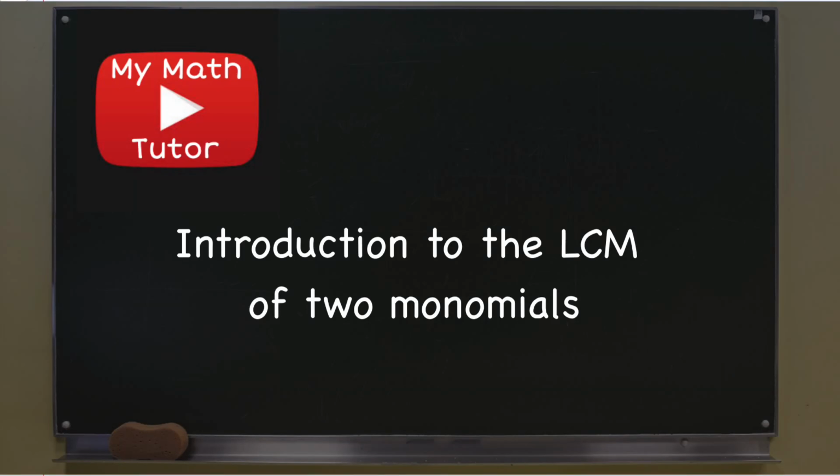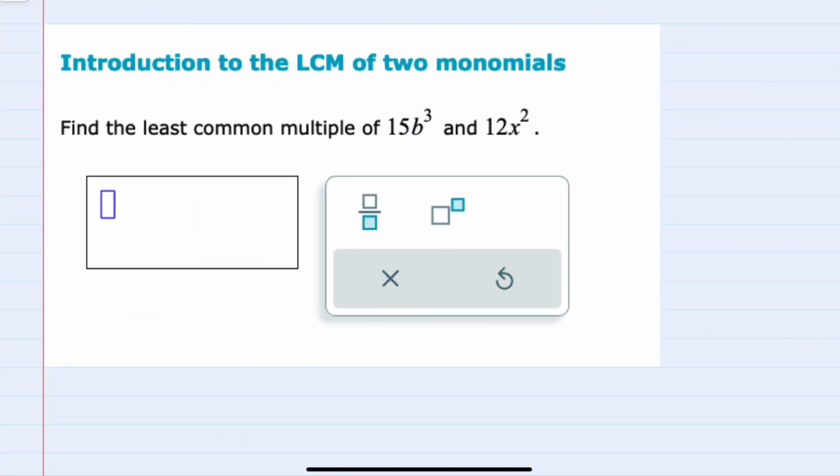In this video, I'll be helping you with the ALEKS problem type called Introduction to the Lowest Common Multiple of Two Monomials. We're asked to find in this example the least common multiple of 15b to the third and 12x squared. So I will start by looking just at those coefficients, the numerical part of each of these expressions.